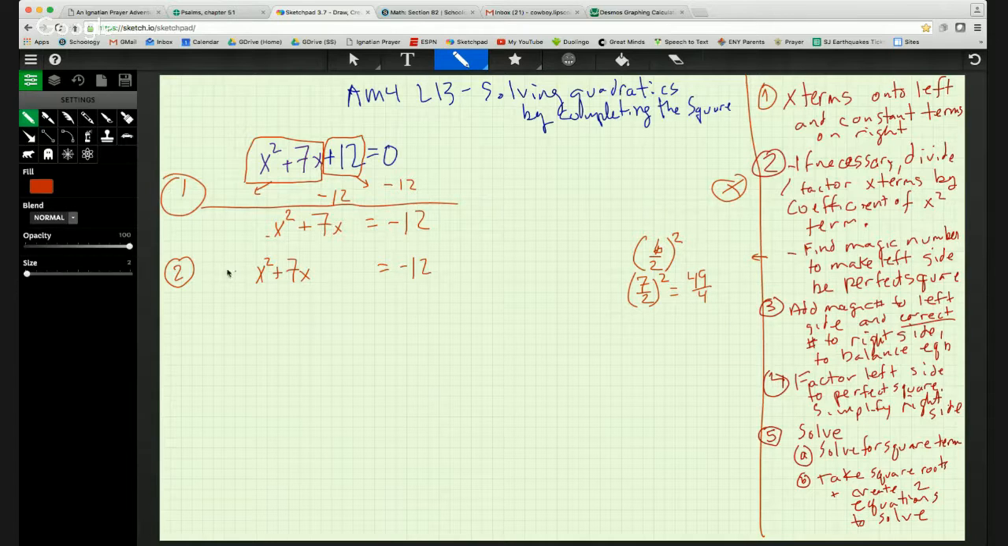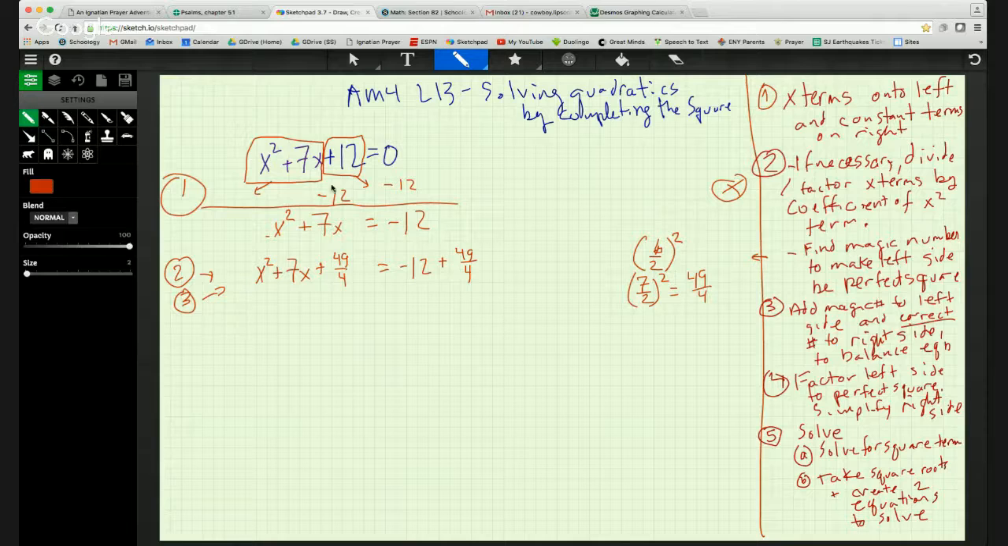And this is step 3. This is 2 and 3. We're going to add 49 fourths to both sides. This is an equation. I can add 49 fourths to both sides. And you say, well, why am I doing that? Well, I'm doing it so that I can make this left side a perfect square.